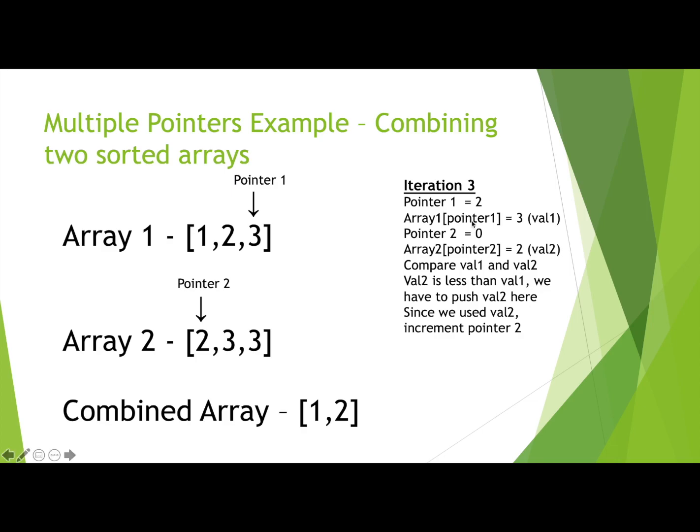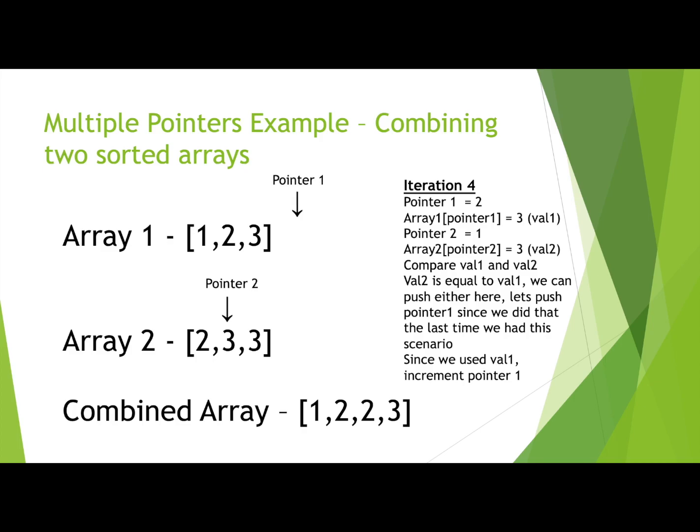Now moving on to our third iteration, we now have 3 and 2, and we're just going to do the same thing. We're going to use the 2 here since it's less than 3, and then we're going to move pointer 2 over. And we're just going to continue this process until we hit the end.